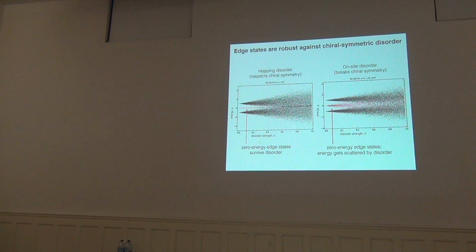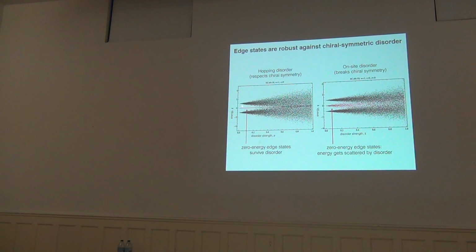And is disorder basically hopping strength? So this is only hopping strength. So it's not all V and W, it's V plus or minus delta, W plus or minus gamma. That's my disorder. Yes. Okay. The key point is that this kind of disorder, the hopping disorder, respects chiral symmetry, so it cannot really affect the zero energy edge modes, at least as long as the disorder is not comparable to the other energy scale of the system.